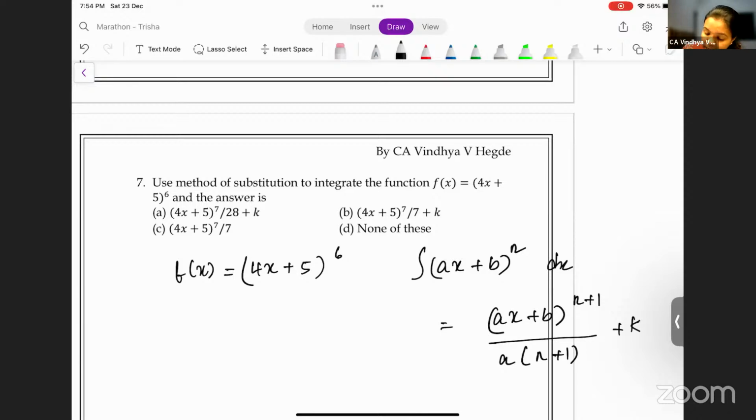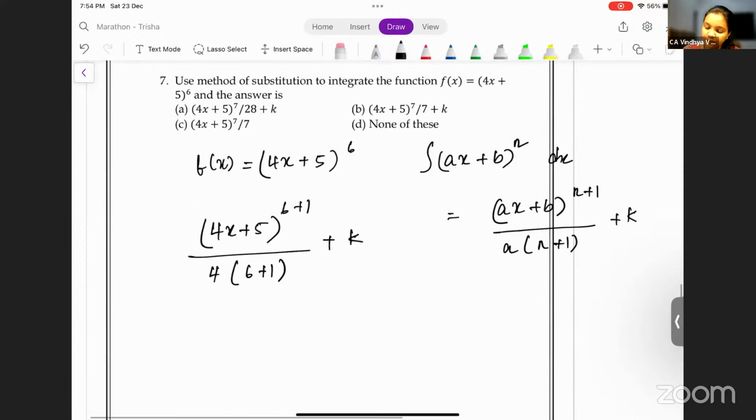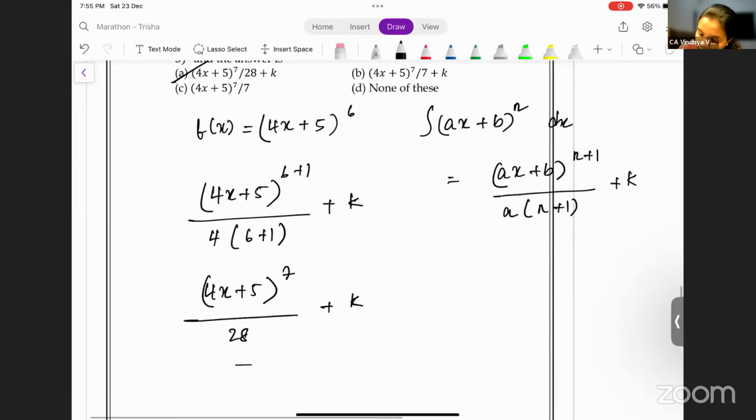Which means here the integration will be 4x plus 5 whole to the power 6 plus 1 divided by 4 into 6 plus 1 plus k. So you have 4x plus 5 whole to the power 7 divided by, what is 4 into 7? It is 28 plus k. Okay, option A is your answer.